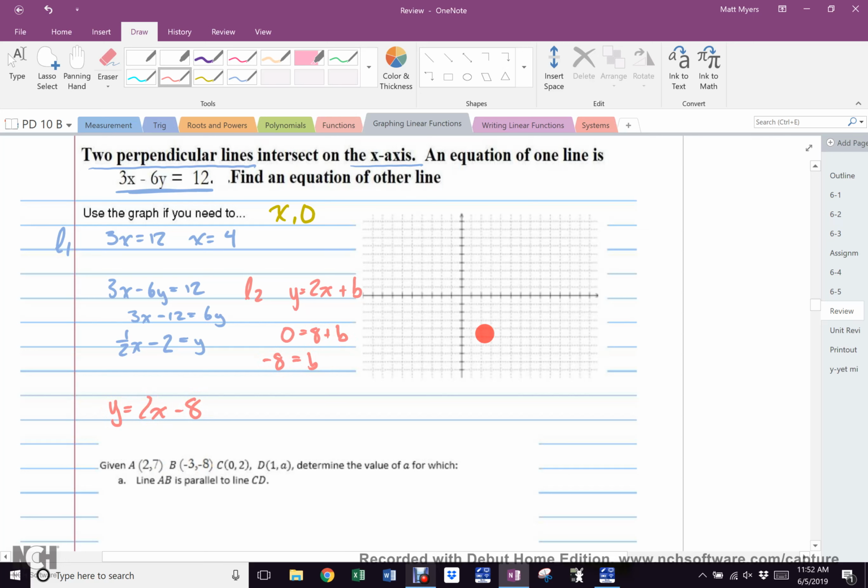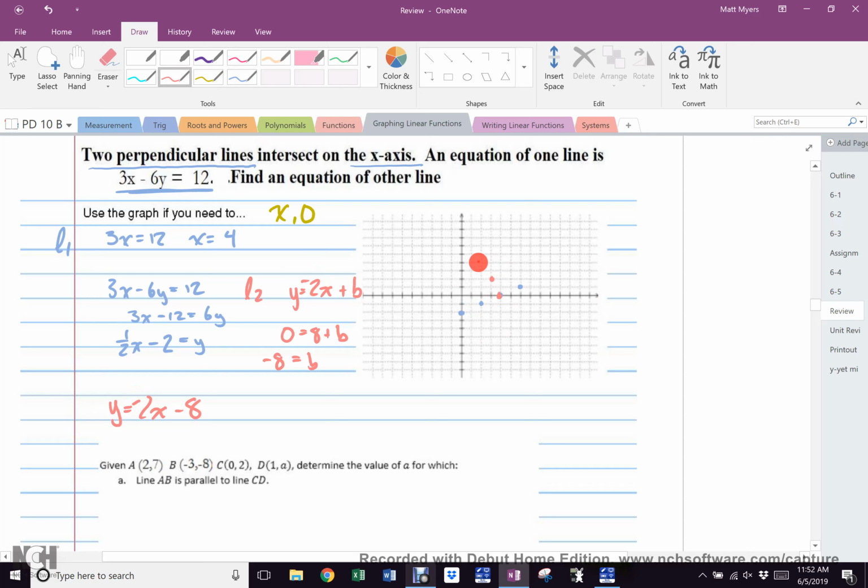Could you have solved it on the graph? Yes, you could have, because you knew the first line was negative 2, up 1, right 2, up 1, right 2, up 1, right 2. The other one you knew had to have this point the same and had to go up 2 and left 1. Oh, that should be negative 2, shouldn't it? Yeah, negative 2.